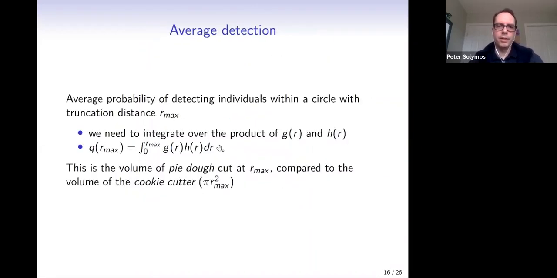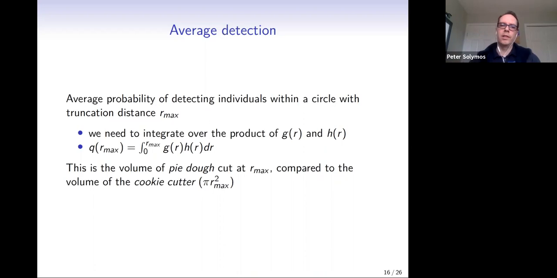So this is what our integral is capturing, and we call that Q of R max, or whatever radius we are talking about. But with R max, this is just our truncation distance, and average detection is this volume inside the cookie cutter. And so the cookie cutter and its volume describes perfect detectability within that radius. And the dough inside the cookie cutter describes what we actually have as our distance function is going down.